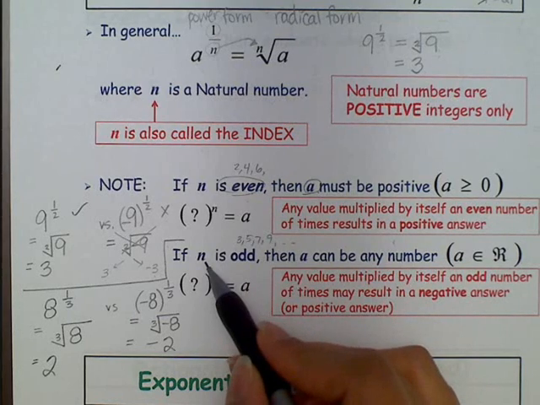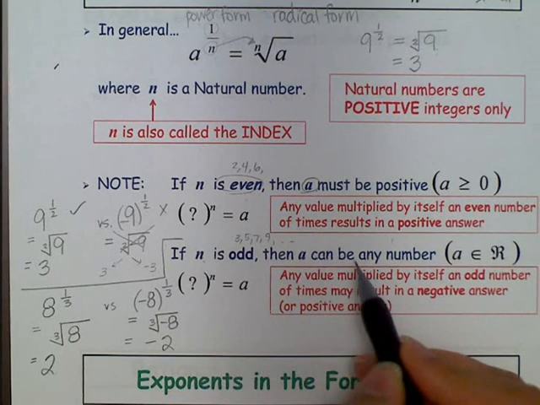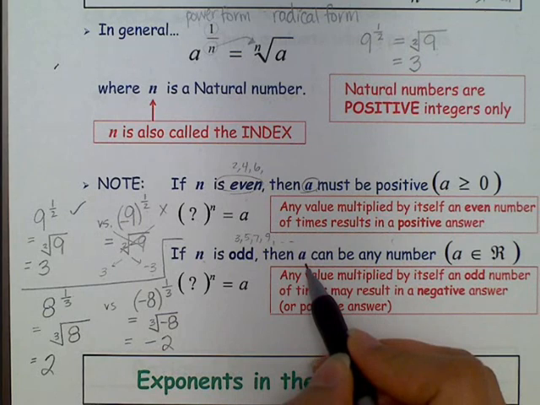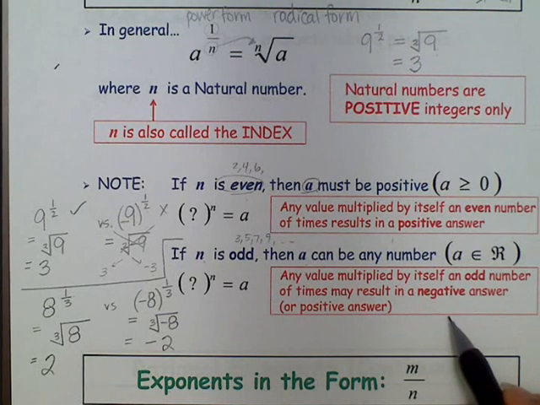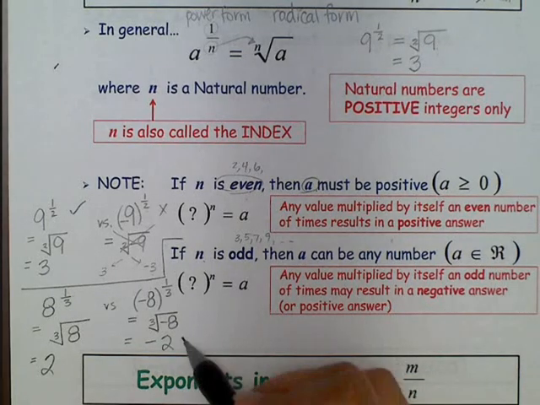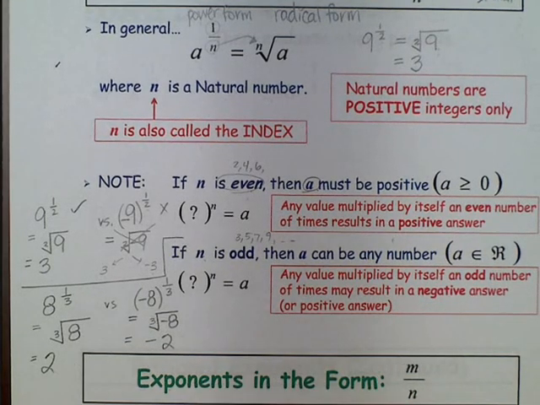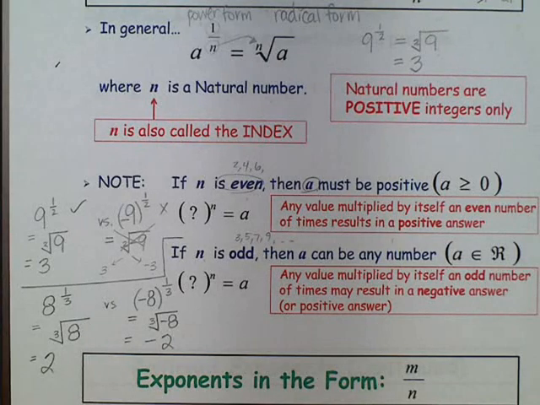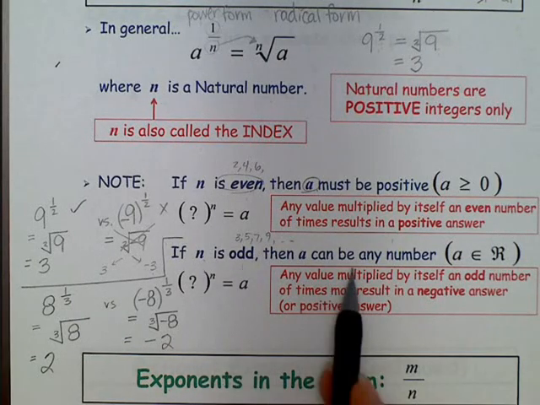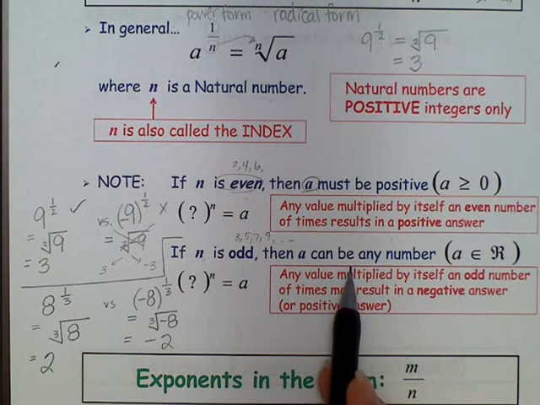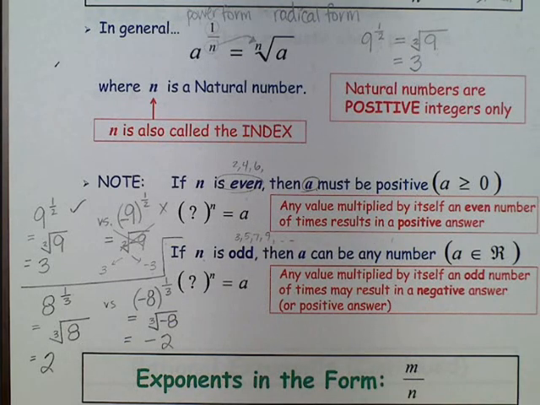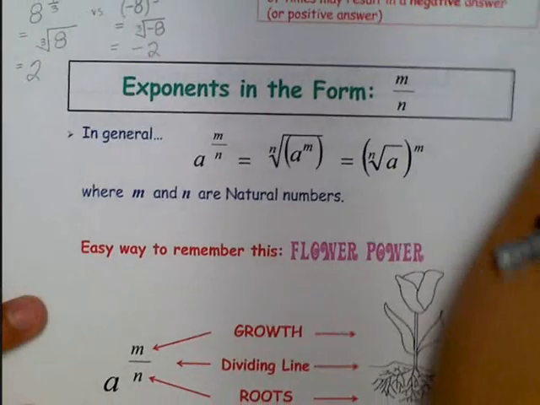So in this case, when you have the denominator of the exponent as an odd number, then the value of the base can be any number. And the reason for that is because any value multiplied by itself an odd number of times may result in a negative answer or it may result in a positive answer, depending on what your base is. So if n is odd, a can be any number, or the base can be any number, but if it's even, then you have to have only positive bases.